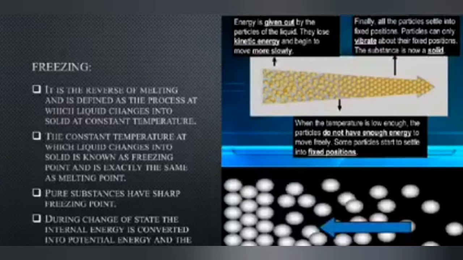Okay. Like I have told you that pure substances have a sharp melting point. So pure substances have a sharp freezing point as well. If the substance is pure, for example if we take ice, if it is pure ice then it will always freeze at 0 degree centigrade, and if it is impure then its freezing point will vary. The freezing point is always the same as melting point.